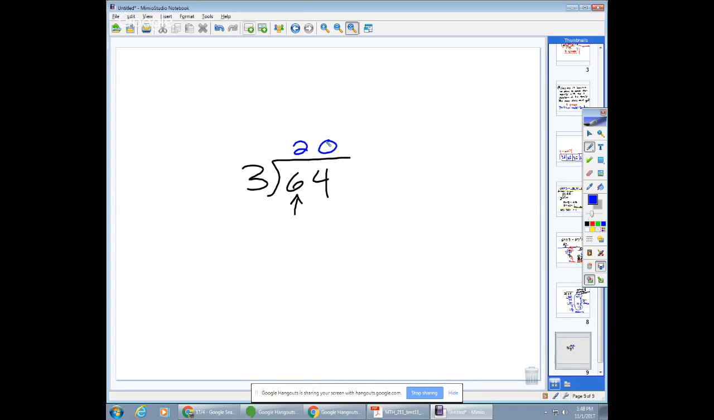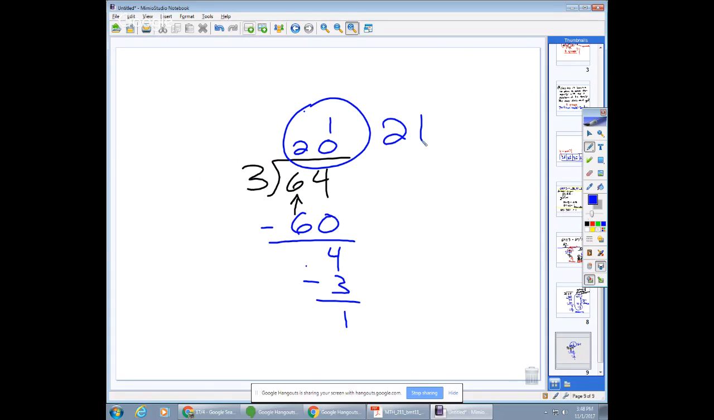20 times 3 gives me 60. Subtract and I get my 4. How many are left? And we go, well, there's one left. So then we just write the one up above like that. Subtract 3, and 1 is the answer. And so combined up here, I see my answer of 21 threes. And this method where I write them up above, this is called the scaffolding algorithm.